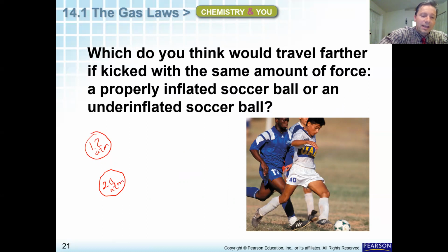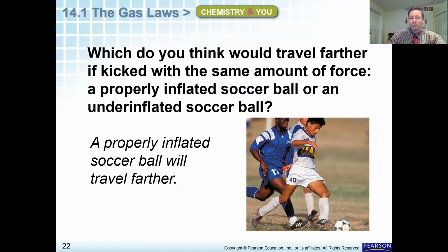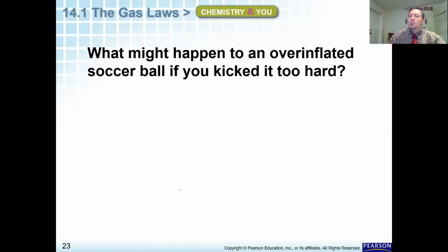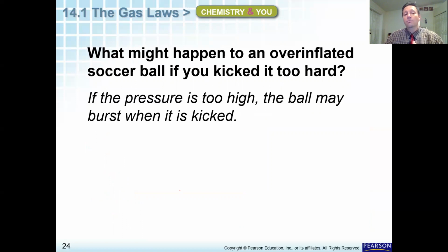And somebody comes up and kicks this ball. So you have a force striking. Look at what's going to happen as that force strikes. It's going to cause a dent in that ball where the pressure is being applied. Because you now decrease the volume, the pressure could shoot up to something like 3 to 4 atmospheres, and therefore that ball could explode. A properly inflated ball will travel further because it has more bounce to it. What might happen to an overinflated soccer ball if you kick it too hard? Well, I just drew. If the pressure is too high, the ball can burst because you reduced the volume and now the pressure went up.